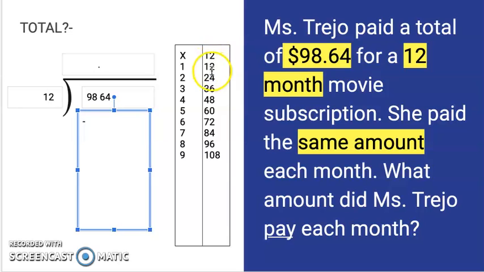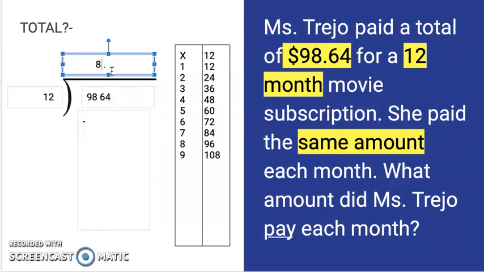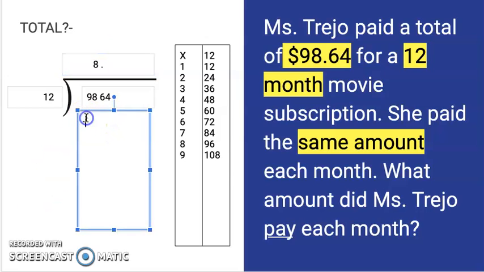I'm going to come here into my T-chart. Too much? 96 it is. So 8 times. So 8 times 12, guys, is 96. And if I subtract 98 minus 96, 8 minus 6 gives me 2. So now I bring down my 6. Now I'm trying to figure out how many times can I take 12 pieces out of 26. I come back to my T-chart again. No, too much. 2 times.